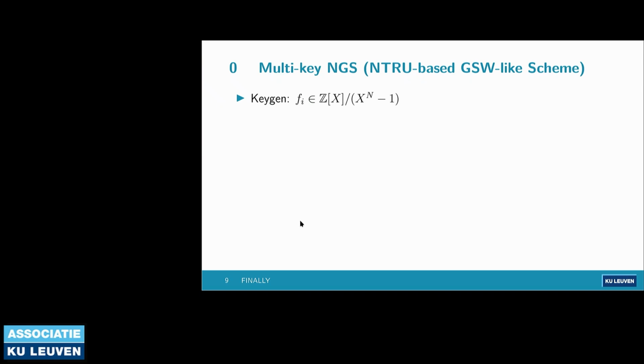Key generation, this is already simplified. It's basically a polynomial. You generate a polynomial until some specific properties are nice, and preferably with ternary coefficients.